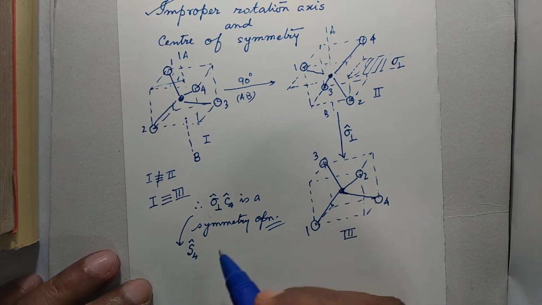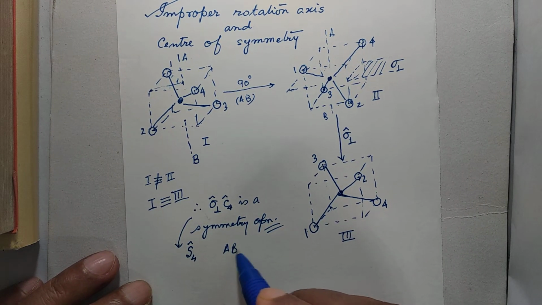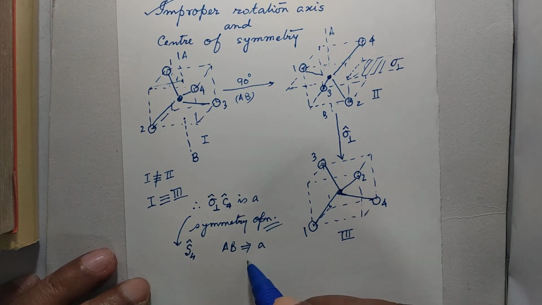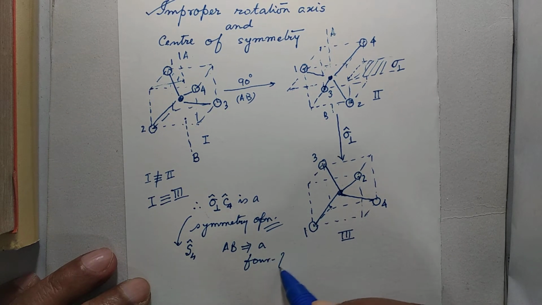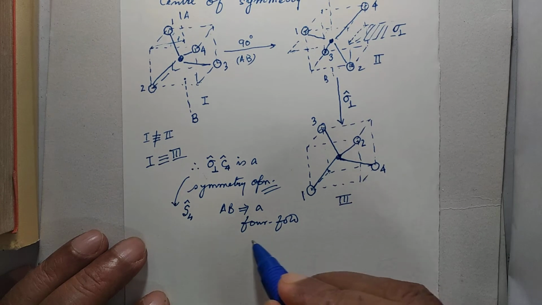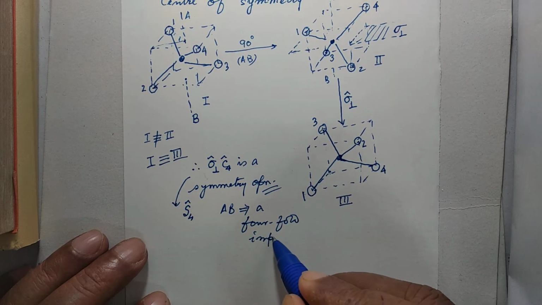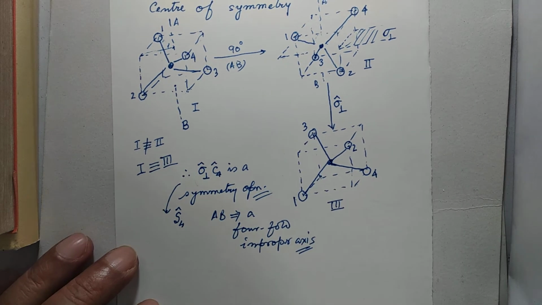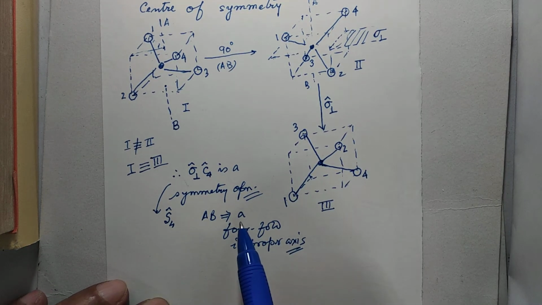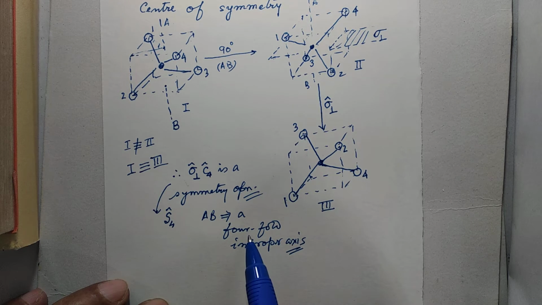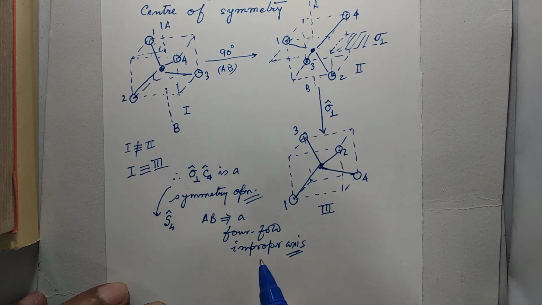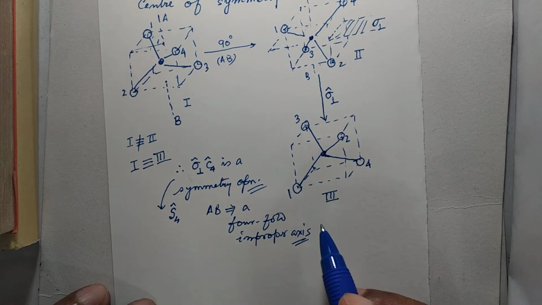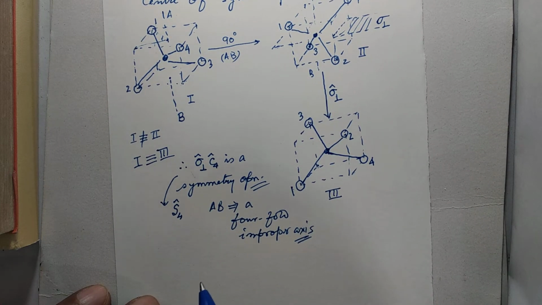AB is called a 4-fold improper axis of rotation, or a 4-fold alternating axis of symmetry. This is also another name for improper axis. So this is one example.